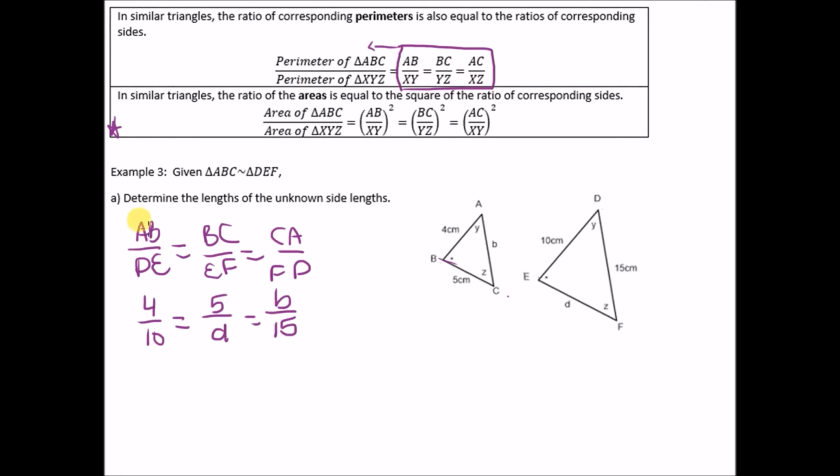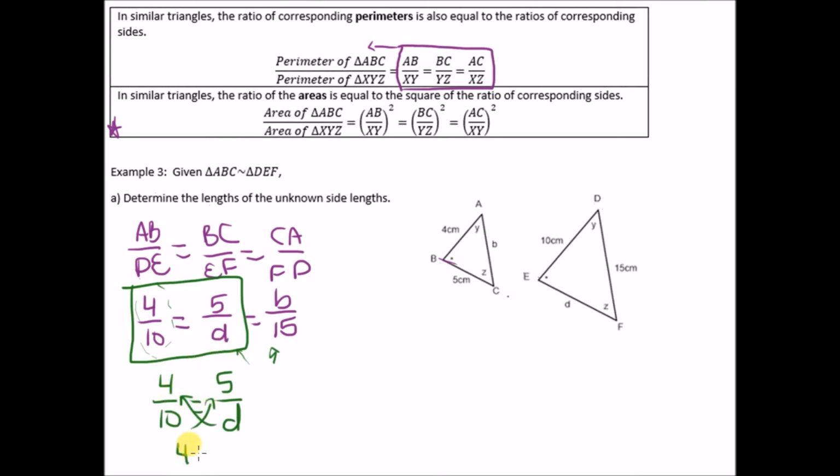So what we can do from here, a lot of times I just take two of them. I take the ratio that is completely filled in, so 4 over 10, and I equate it to one or the other, and I just do them separately. This way, because we have one term on the left and one term on the right, we can simply cross multiply. So I get 4D equals 10 times 5. So I get D equals 50 over 4. And I get D equals, I think it's 12.5. Yeah, 12.5 centimeters.